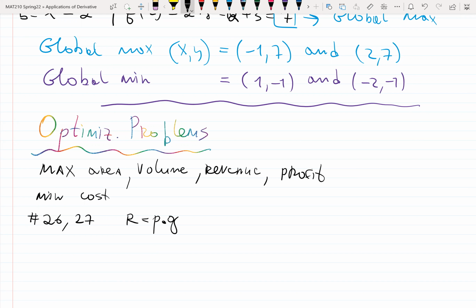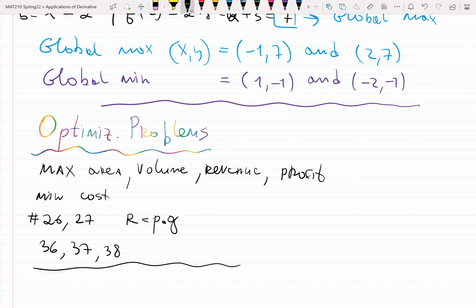36 and 37. Second part asks for that as well, so make sure you understand that, to maximize total revenue. And 38. And then what's not business problems are those box problems, triangle problems, with the border fencing problems, which are either rectangular or circular and stuff like that.